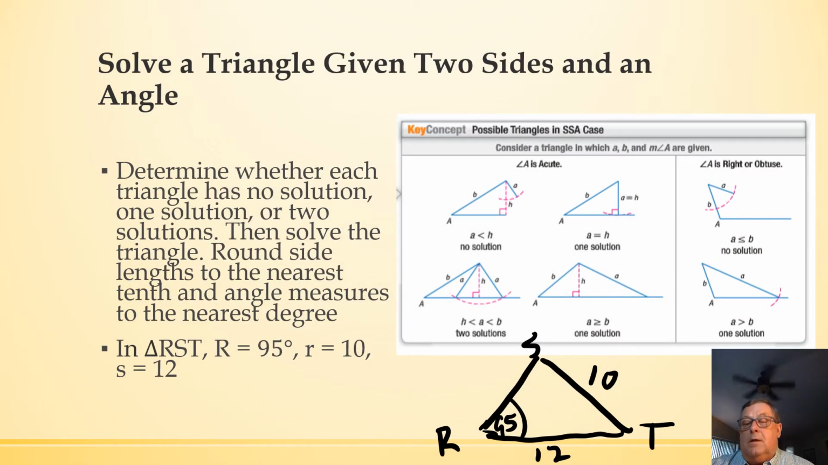We're still solving triangles using the law of sines. But now we come up on a case where we're asked to solve a triangle given two sides and an angle. This is the side-side angle case. In that situation, we can have one solution, no solutions, or even two possible solutions.